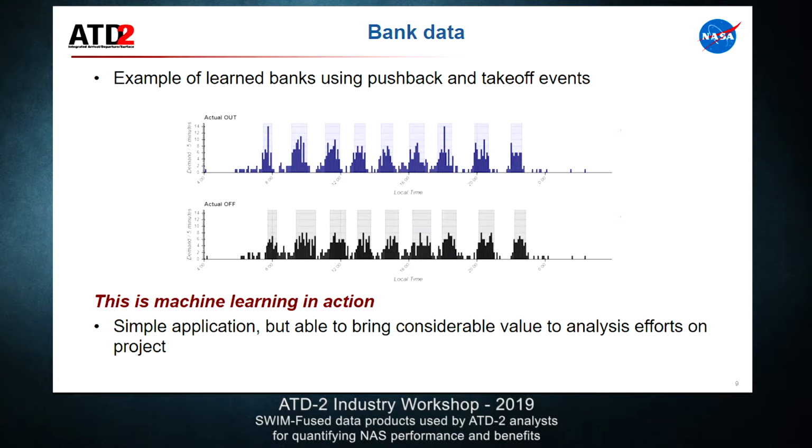Visually, what does that look like when we roll it up? The colored bands there are the banks that we learned from the data, where the bars themselves are just the actual counts in these smaller bins. So you can sort of see by eye that those look like reasonable banks, and that's what the algorithm is learning. The point I'm trying to make here is this is machine learning in action. It's a simple application of machine learning, but it brings a lot of value to the analysis efforts because we're able to adapt over time and say, bank 3 might have changed a little bit, but we're still interested in bank 3 over time and what that really looks like. That's part of the whole suite of the flight summary that runs every night.